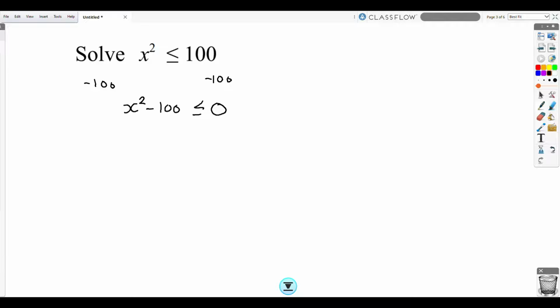Now you should all realize what sort of quadratic this is. We have a square and a square number, so it's going to be a difference of two squares. So our brackets are going to be x plus 10, x minus 10. So our solutions are going to be x equals minus 10 or x equals 10. So we'll draw the graph.